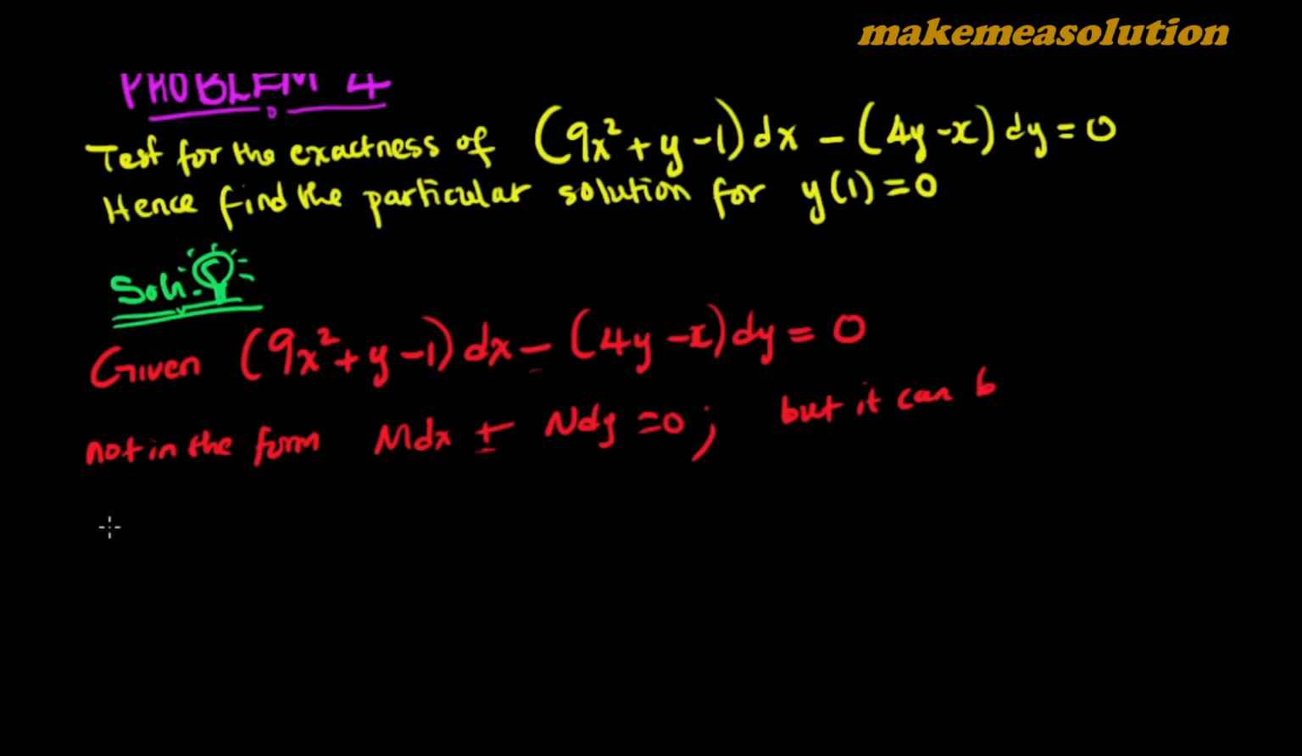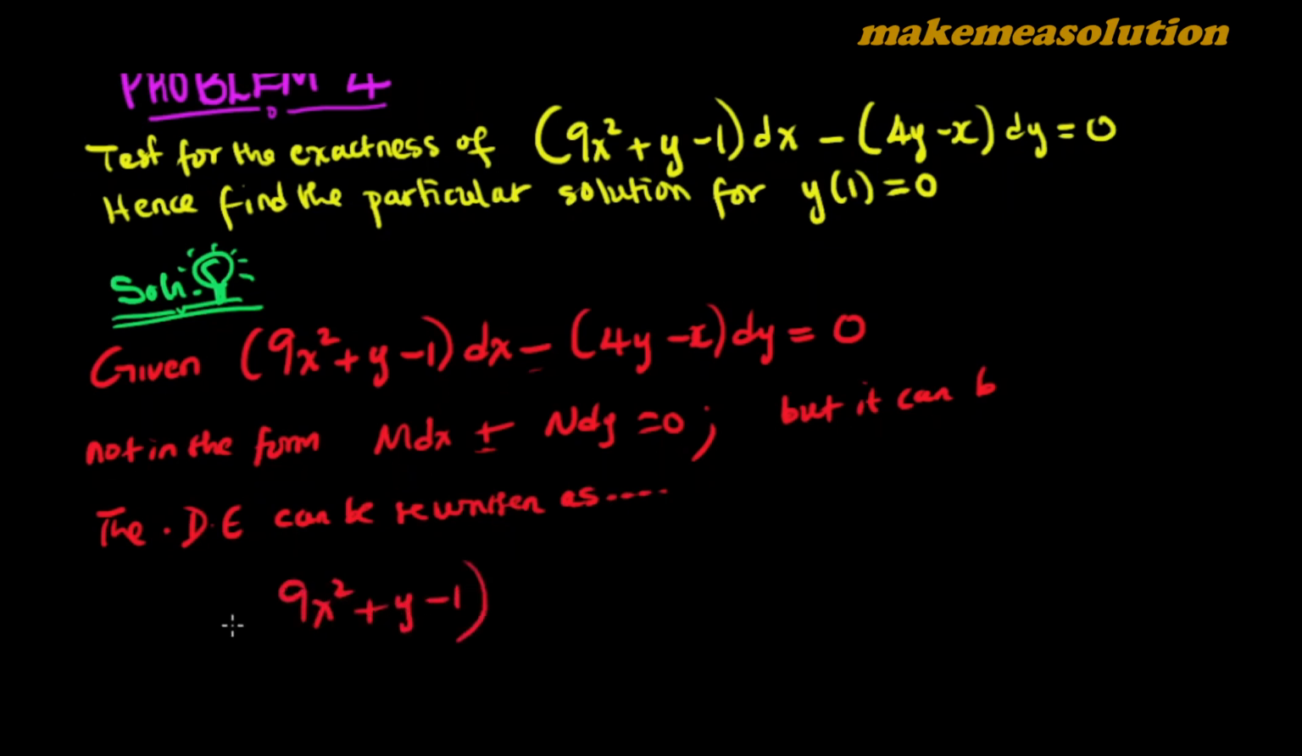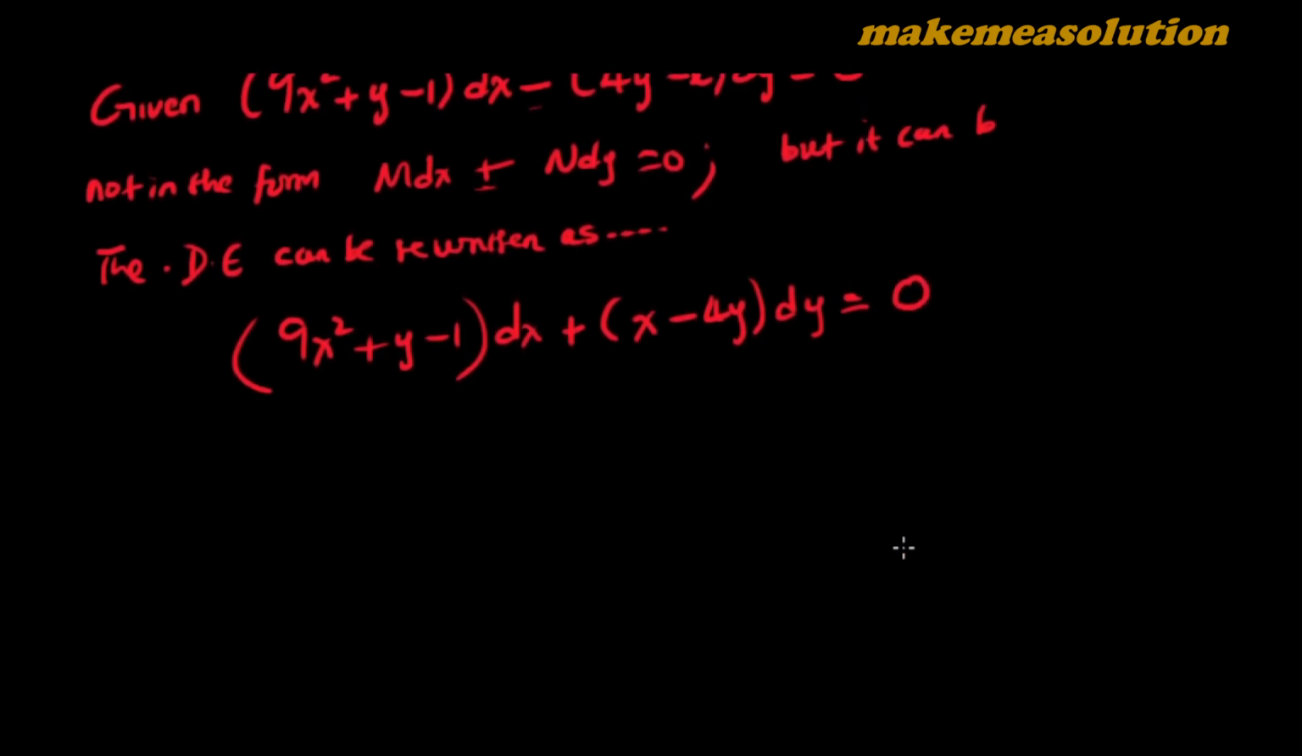So the differential equation can be rewritten as 9x squared plus y minus 1 dx. If you use this minus to open the bracket, you're going to have a plus x minus 4y dy equal to 0. So it is now in the form m dx plus n dy, where m is 9x squared plus y minus 1 and n is x minus 4y.